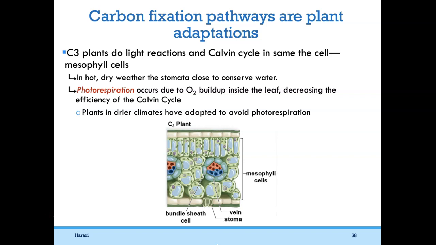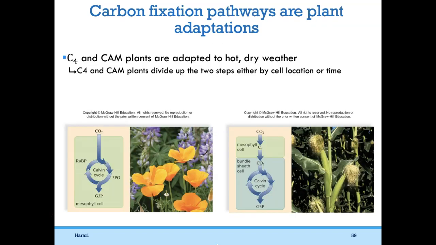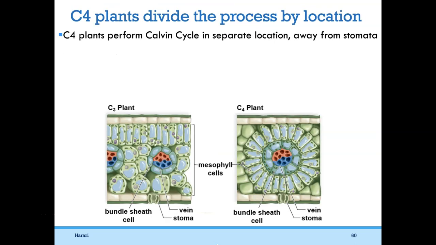So plants in drier climates have adapted to avoid photorespiration. C4 and CAM plants are two different types of plants that have adapted to hot, dry weather. C4 and CAM plants divide up the two steps of photosynthesis either by cellular location or by time. So C4 plants we'll talk about first. C4 plants are ones that perform the Calvin cycle in a different location altogether, away from the stomata.